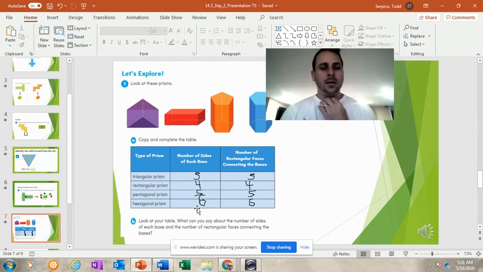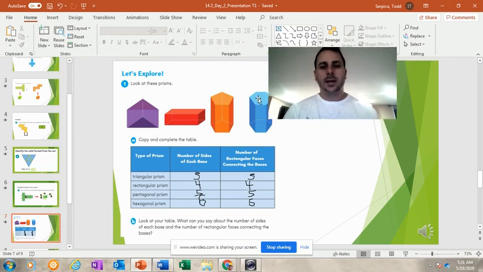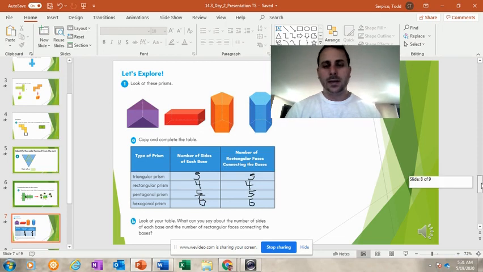Same thing with a hexagonal prism. You've got your base of a hexagon, and then you've got the rectangles, 6 of them going around to connect those 2 faces.